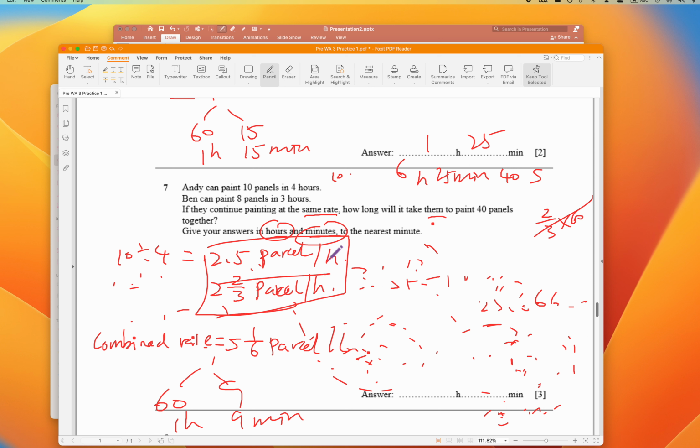Also, once again, it's nearest minute. Can you get into fraction first? Can you get a mixed number first? This is what? 464. What is the unit? 464 minutes. Then you now then.